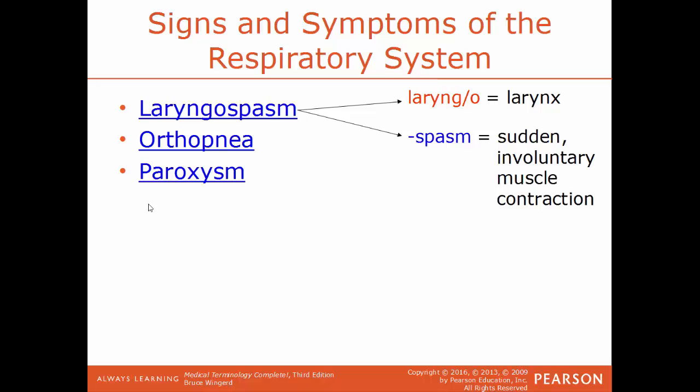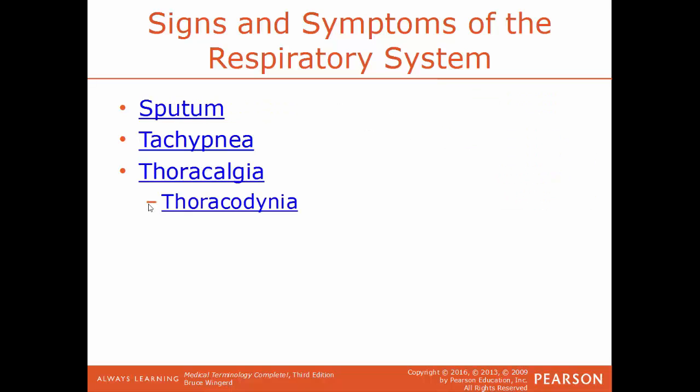And our last term, paroxysm. This is having a very sudden, very violent outburst of an activity, such as having a convulsion or having a coughing fit for no explained reason. Sputum. This is a mixture of mucus and saliva, and that gets coughed up from the respiratory tract. Tachypnea, abnormally fast rate of breathing. Thoracalgia. This is having pain in the chest. Another word for this would be thoracodynia. So those are synonyms for each other. They both reference having pain in the chest.